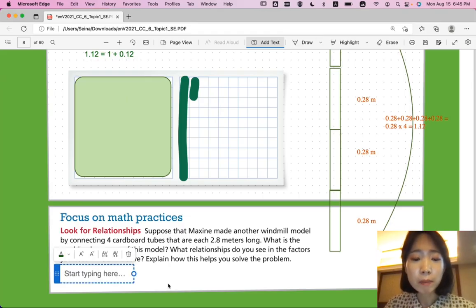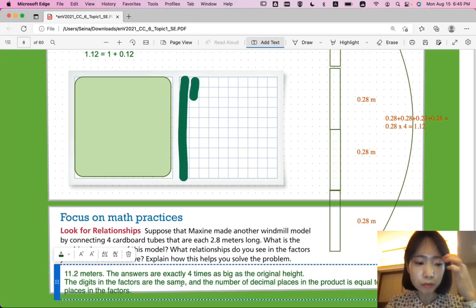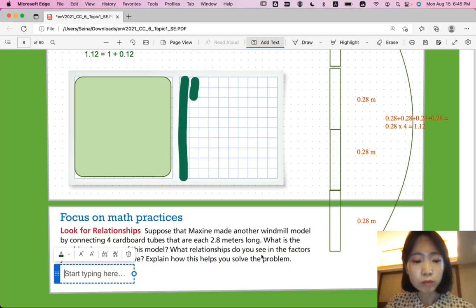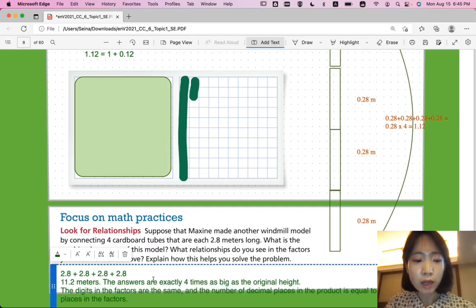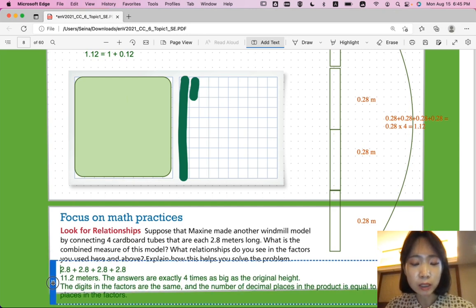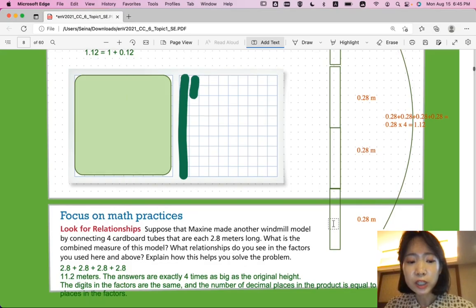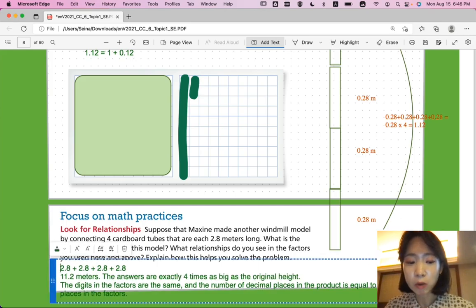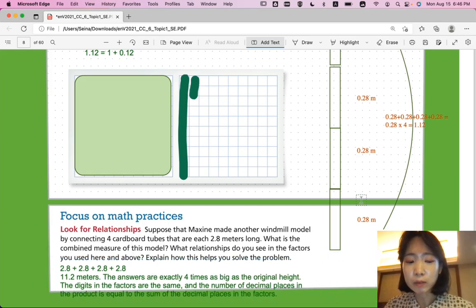So you would use the same method, except you would have 2.8 plus 2.8 plus 2.8 plus 2.8 instead of 0.28. And so that's going to equal 11.2 meters. The answers are exactly 4 times as big as the original height. The digits in the factors are the same, and the number of decimal places in the product is equal to the sum of the decimal places in the factors.